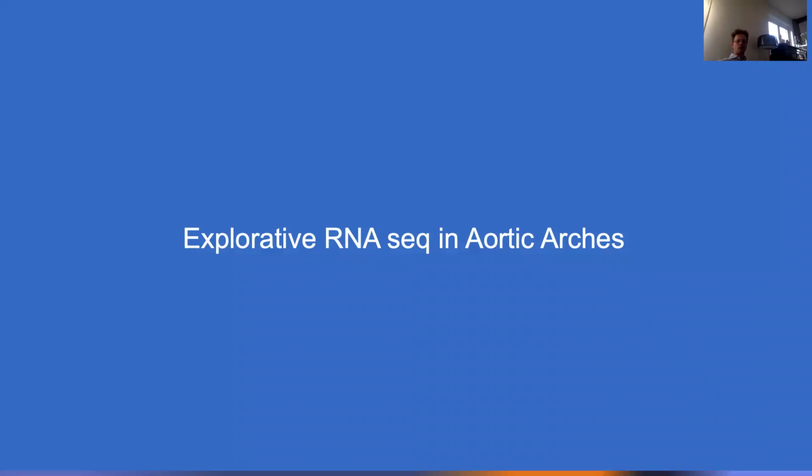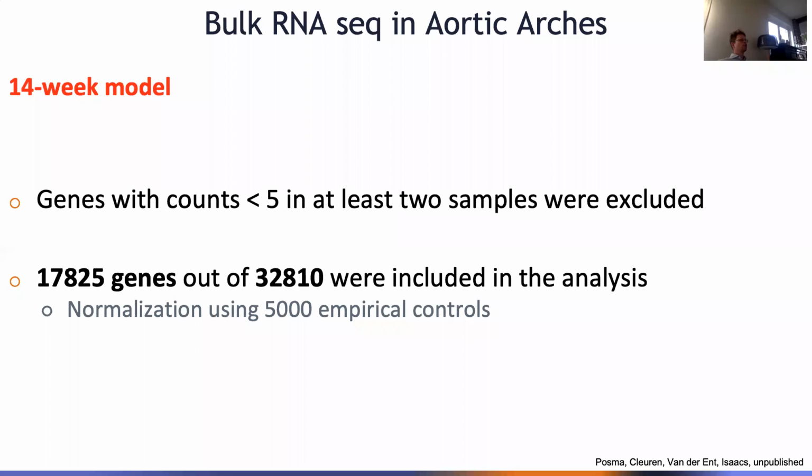I'm going to start off with our 14-week model. Remember, our 14-week model was one group, 14 weeks, just a Western-type diet, ApoE background, and the other group was the 14-week model treated with rivaroxaban. We did this in collaboration with Monica Stoll from Germany, who isolated the RNA and sequenced the aortic arches for us. We then got back a raw count table.